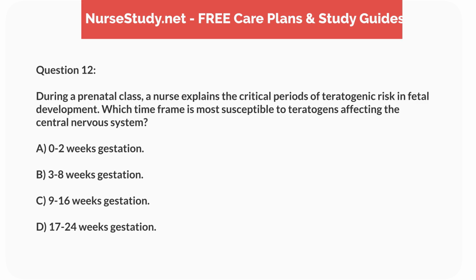Question 12. During a prenatal class, a nurse explains the critical periods of teratogenic risk in fetal development. Which time frame is most susceptible to teratogens affecting the central nervous system? A. 0 to 2 weeks gestation. B. 3 to 8 weeks gestation. C. 9 to 16 weeks gestation. D. 17 to 24 weeks gestation.